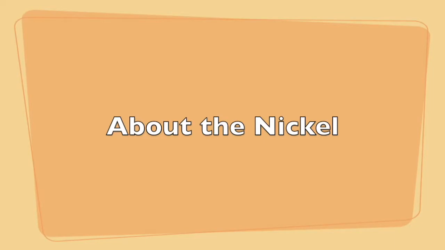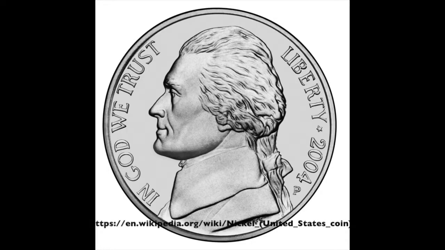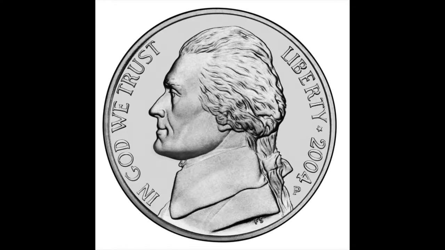About the nickel. This is the front and back of a nickel. The face on the nickel is the third American president, Thomas Jefferson. In the last lesson, we learned about heads and tails. This side of the coin where Thomas Jefferson's face is called heads.